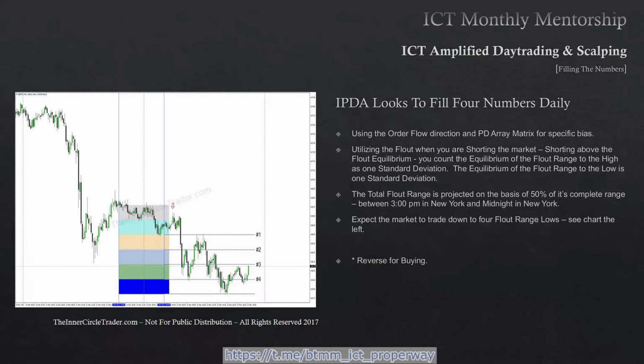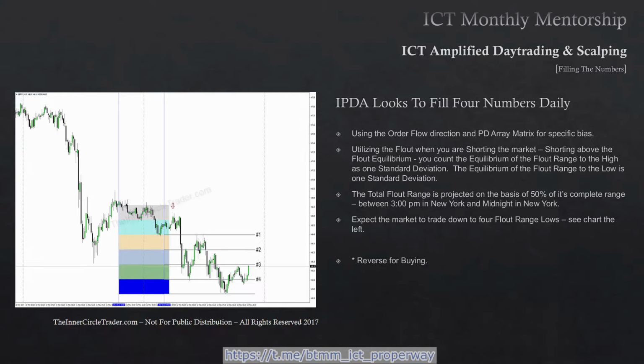Continuing with our theory of filling the numbers, using the order flow direction and PD array matrix for specific bias, utilizing the flout. Oh, we haven't talked about that yet, have we? Utilizing the flout when you are shorting the market, shorting above the flout's equilibrium, or 50% of the range that creates the flout, you count the equilibrium of the flout range to the high of the range of the flout as 1 standard deviation. The equilibrium of the flout range to the low of its range is counted as 1 standard deviation. Now, I probably confused you, but watch. It's very easy to understand.